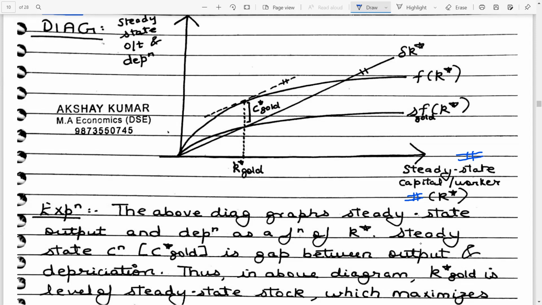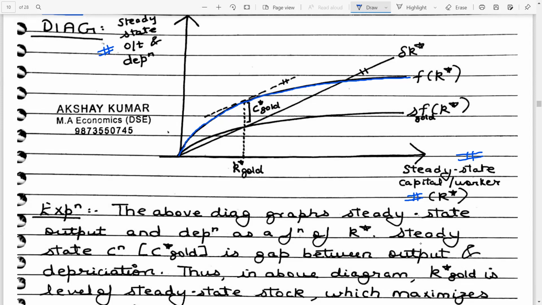On the vertical axis, what do we have? On the vertical axis, we have output and depreciation. So guys, you can clearly see this is my steady state output curve, F of K star. F of K star means steady state output for different levels of steady state capital stock per worker. So again, I'm revising it. In this diagram on the horizontal axis, we don't have K, we have K star. It means all capital stocks on the horizontal axis are already steady states. We have to choose among the steady states now.